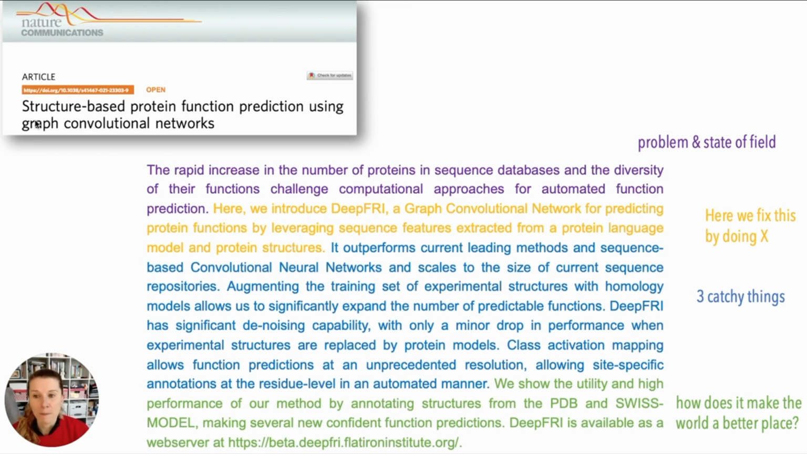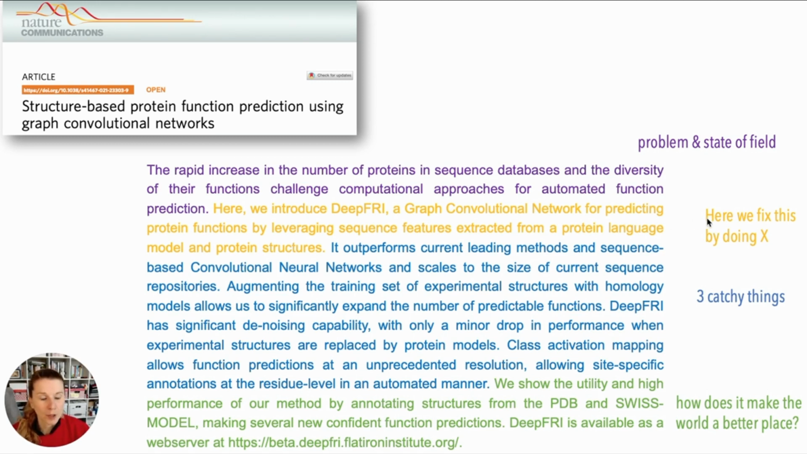This is a method development paper for structure-based protein function prediction using graph convolutional networks, which was published in Nature Communications. And the overall structure of the abstract is exactly the same. The state of the field and the problem statement. The rapid increase in the number of proteins and sequence databases and the diversity of their functions challenge computational approaches for automated function prediction. And this is a way to say automated function prediction cannot be easily done simply because the growth of the protein sequences that are known is larger than what we can handle.